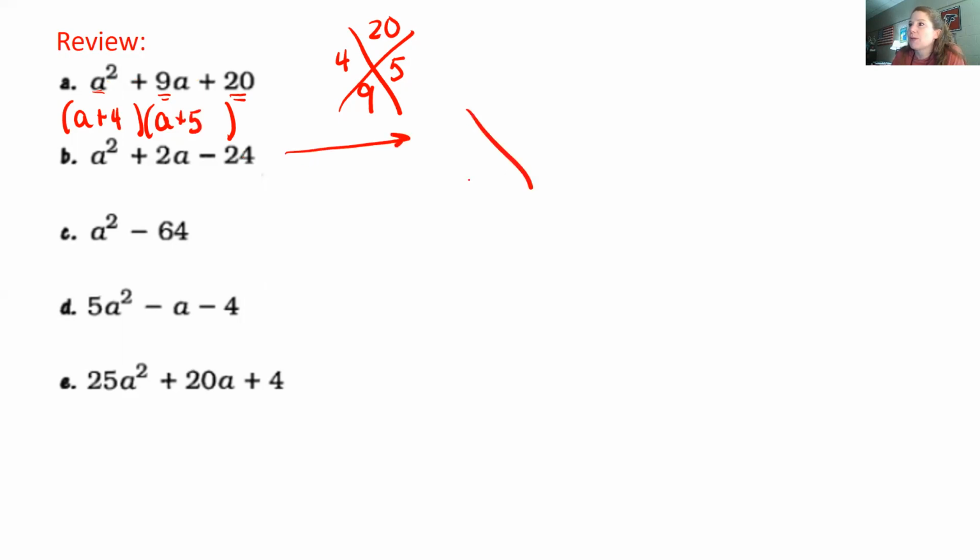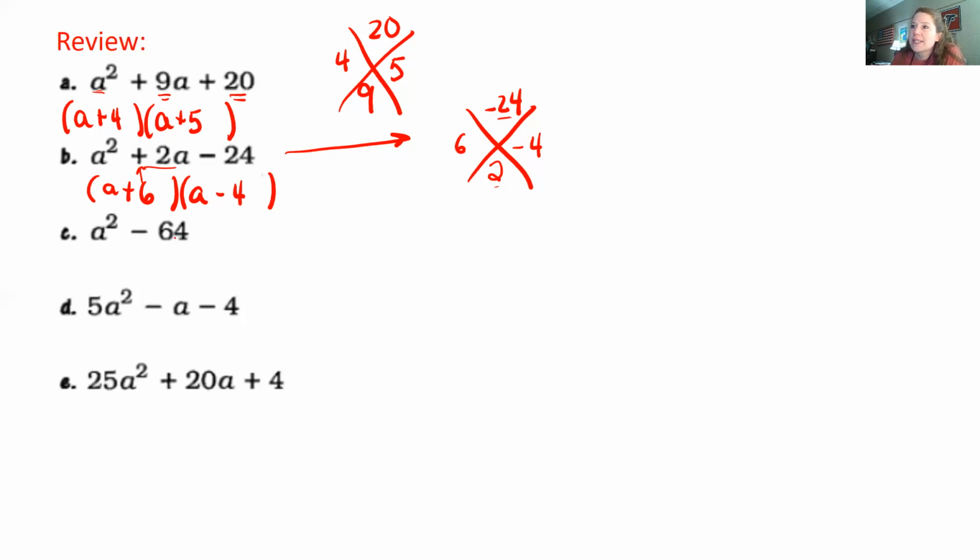All right, letter B, we want to think of 2 numbers that give us a negative 24. So a product of negative 24, which means our 2 numbers have to have different signs. And then we need a sum of 2, which means the bigger number has to be positive. Going through the factors of 24, we got 6 and negative 4. So 6 times negative 4 is negative 24, and 6 plus negative 4 is positive 2. All right, so you guys try the others and see if you can get the right answers. Why don't you pause the video and then come back.